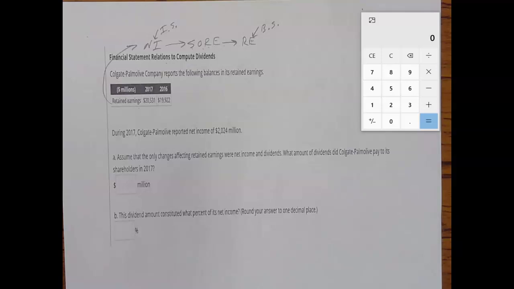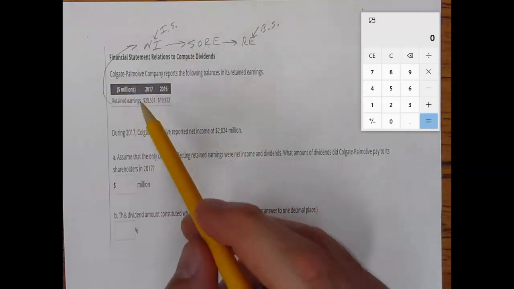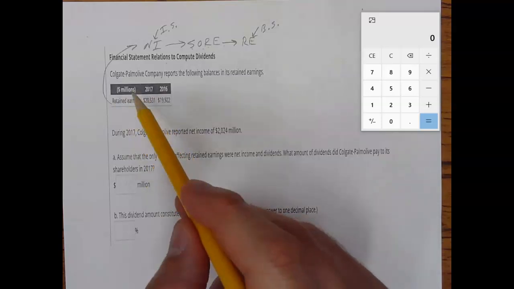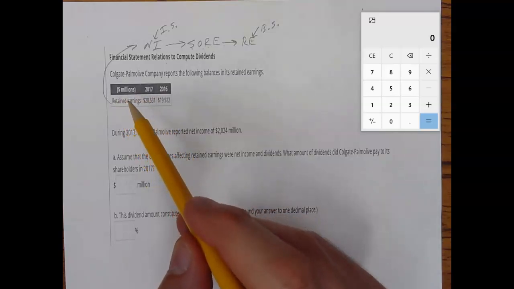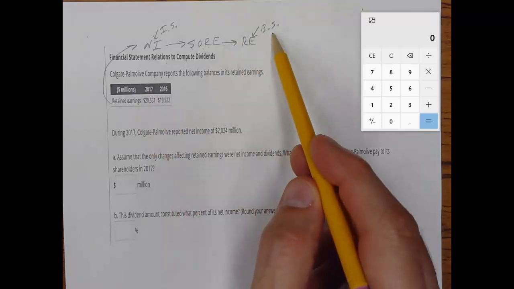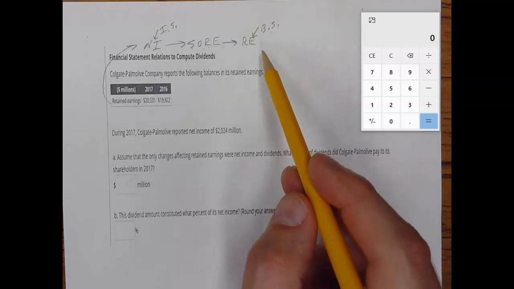This is not a piece of cake here, but we do need to understand some things about the accounting cycle and how all this works. So in the interest of time, I've made some diagrams here. This question essentially deals with retained earnings. And retained earnings is a balance sheet account. But how do we get there?